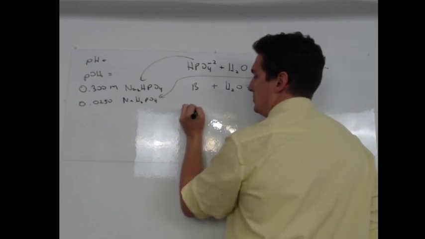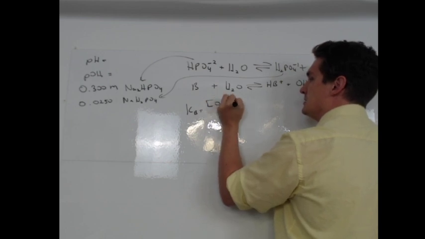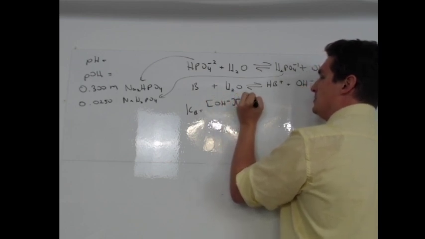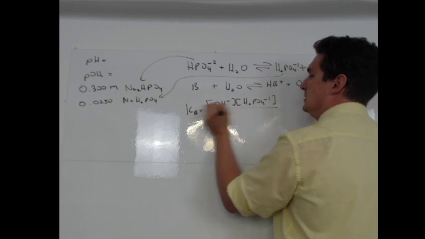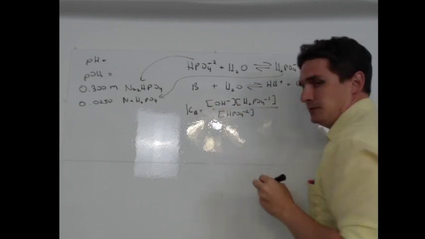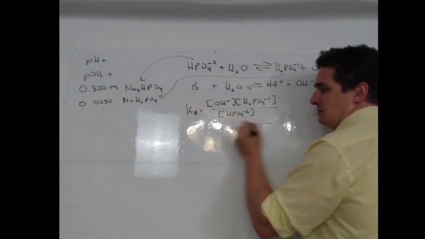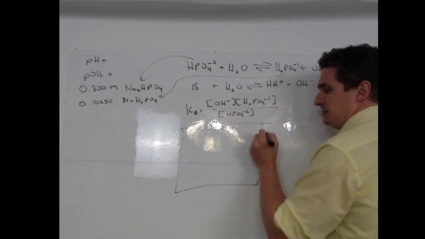Instead of working with Ka, we're going to work with Kb. It's just equal to Q. Q in this case is OH minus times H2PO4 minus 1 all over HPO4 minus 2. So you've got your Q equals Kb. Last thing you need is your ICE table.